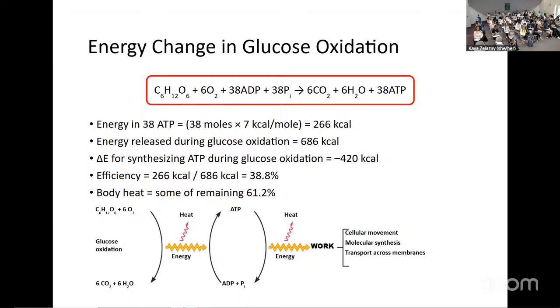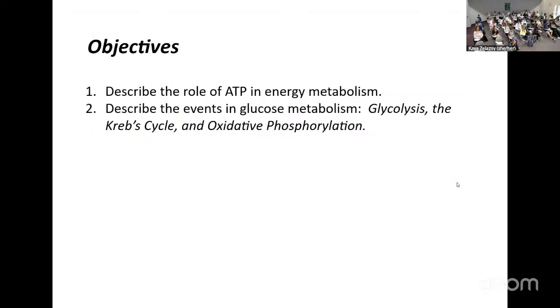Some of the remaining energy that we don't use just becomes body heat. This is helpful for homeostasis as we're trying to maintain body temperature. Body heat is coming out of this reaction as some of that excess. So this is not a perfect process. Not all our energy ends up in an ATP molecule, but enough to make your body run, so that's nice. We're going to get down to the steps next.